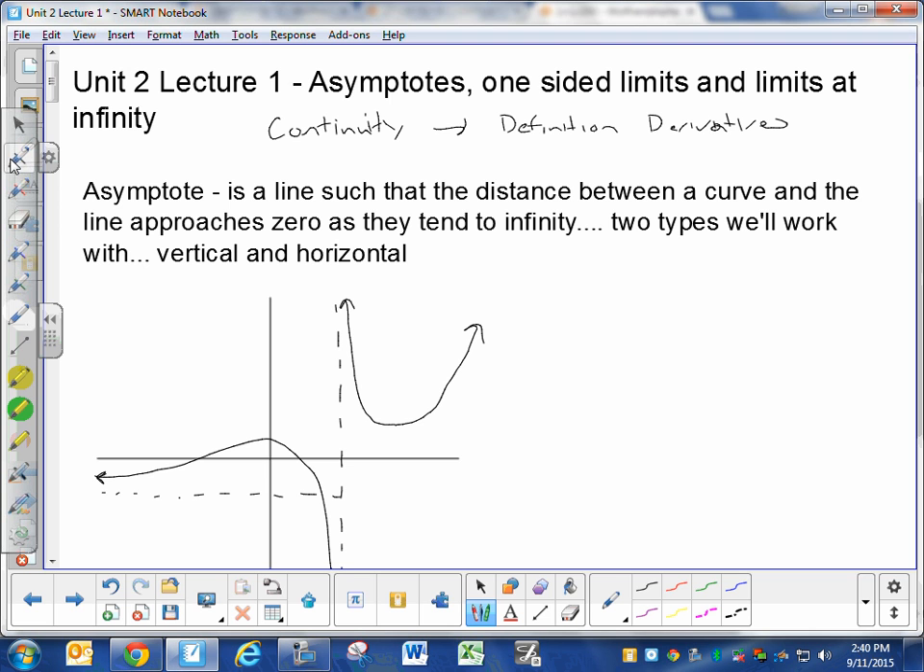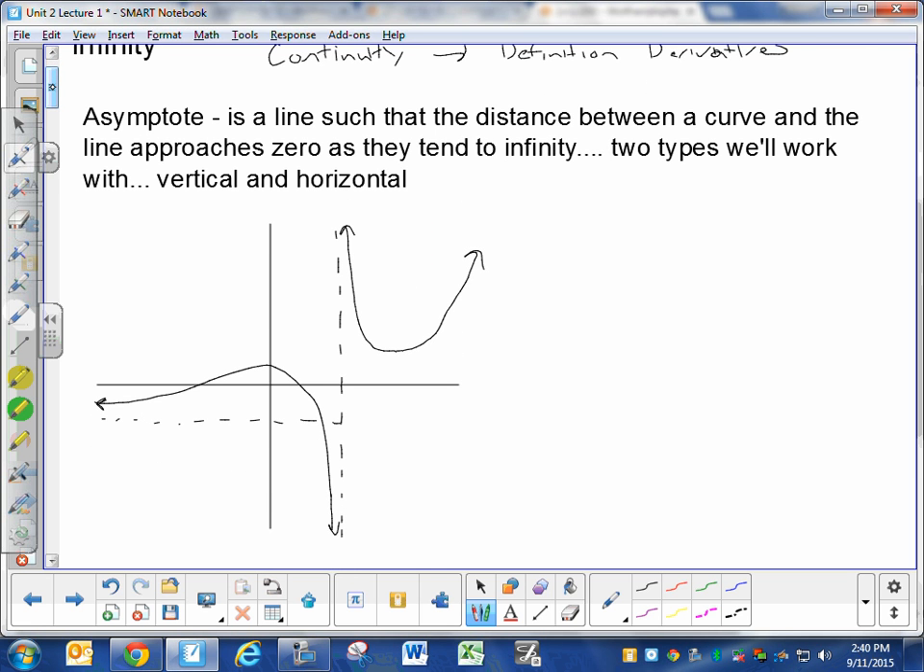All right? An asymptote is a line such that the distance between a curve and the line approaches 0 as they tend to infinity. We're going to work with 2 types. You can see both types in this example. Okay, we have a vertical asymptote, this imaginary line. We can say it's passing through this x-coordinate A. And I'd say I have a vertical asymptote at x equals A. X equals A would be a vertical line.